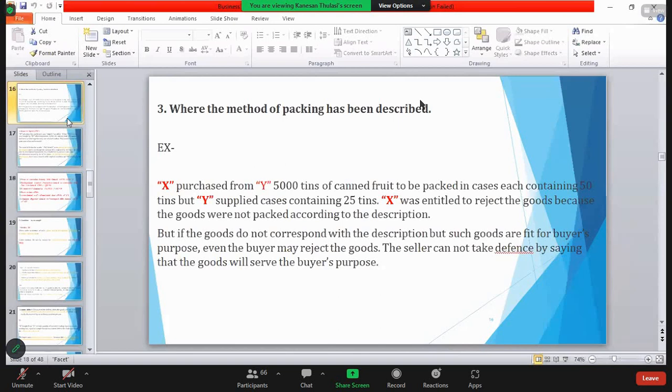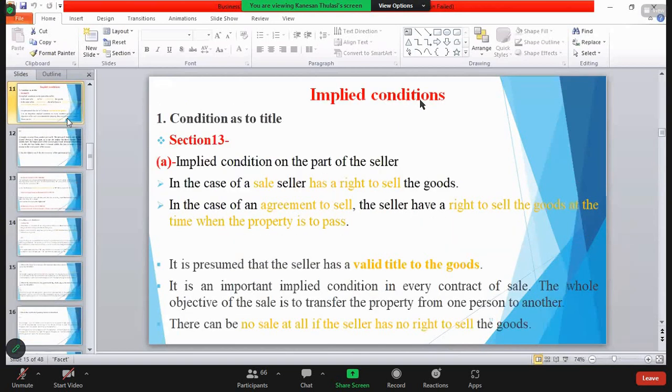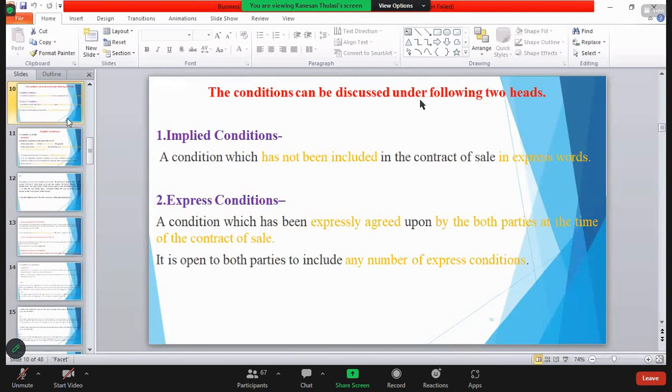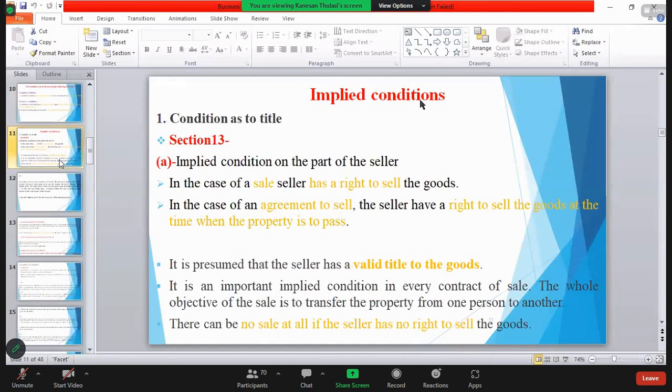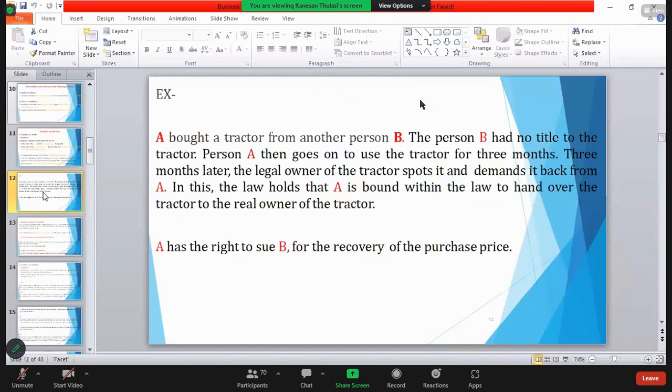Okay, in the last class we studied conditions and warranties. We started the concept. In conditions, we covered implied conditions and express conditions. Under implied conditions, we did the first one, condition as to title. That we already did. Can anyone remember what is condition as to title? Anyone in the class? Can you remember what is condition as to title?